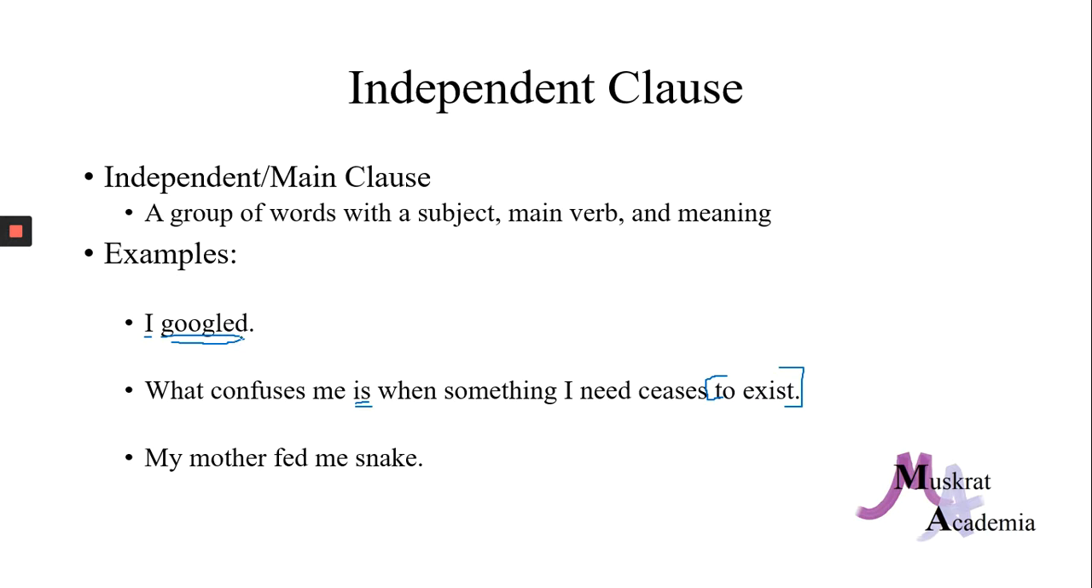What you should notice on this page is our independent clauses are just sentences. They're simple sentences. Actually, something to note is what confuses me is when something I need ceases to exist. So what confuses me is actually a subject there. It's a little bit difficult. Is our verb, and then when something I need ceases to exist. So we actually have another verb here, need and ceases, and I. So this here is actually another dependent clause within an independent clause, which is kind of cool. So we actually have an independent clause here, and then a dependent clause, except this dependent clause is how big this is, and that's a little confusing, so just know that this is an independent clause right there.